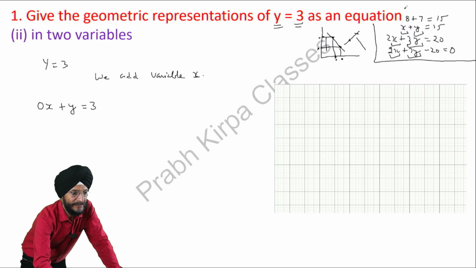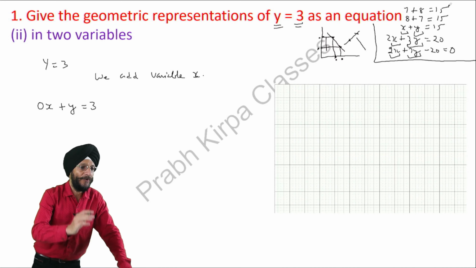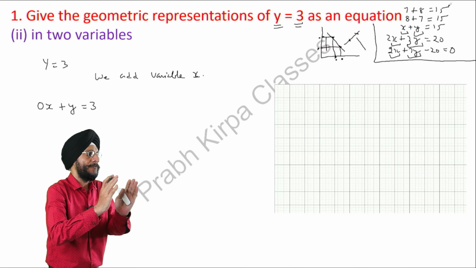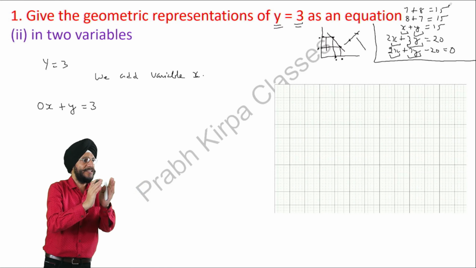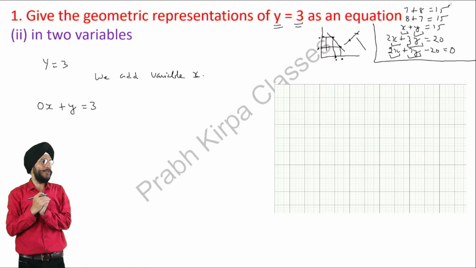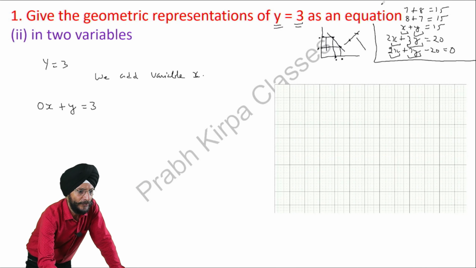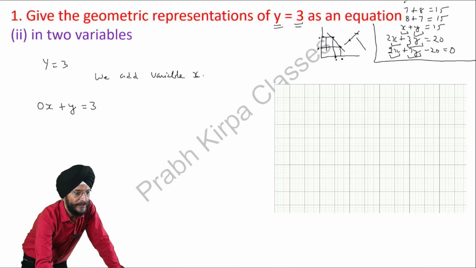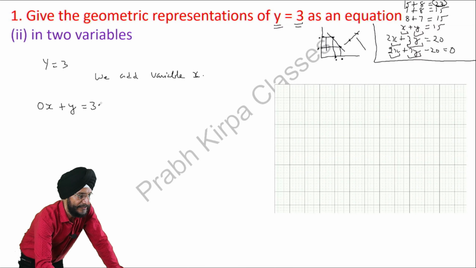We can write x is equal to 7, y is equal to 8. That is, we have to find at least two solutions in respect of x and y which satisfy the equation. In other case, if we say x is 15, y is 8, it becomes 23. Then it does not satisfy the equation if x plus y is 15. In this case, y is equal to 3.